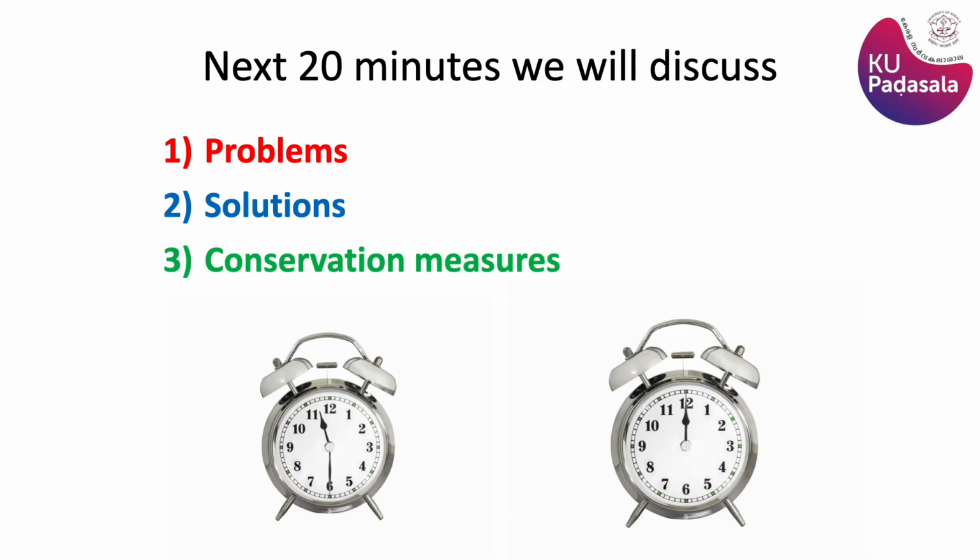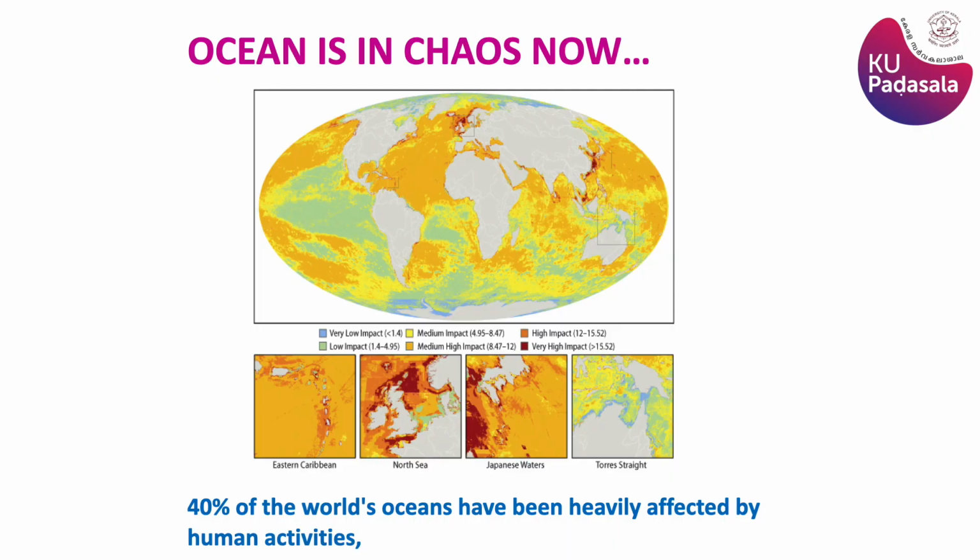We will split the 20 minutes talk into three main headings. One is the problems oceans are facing, second is the solutions, and third is the conservation measures. So I said the ocean is in chaos, and this slide is taken from a well-founded journal called Science. This is reprinted from that, and the graph itself shows that nearly 40% of the world oceans are heavily affected by various sorts of anthropogenic activities.